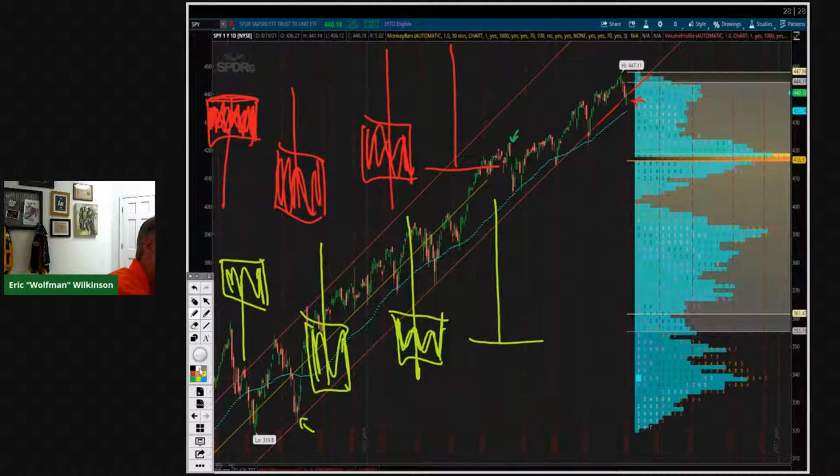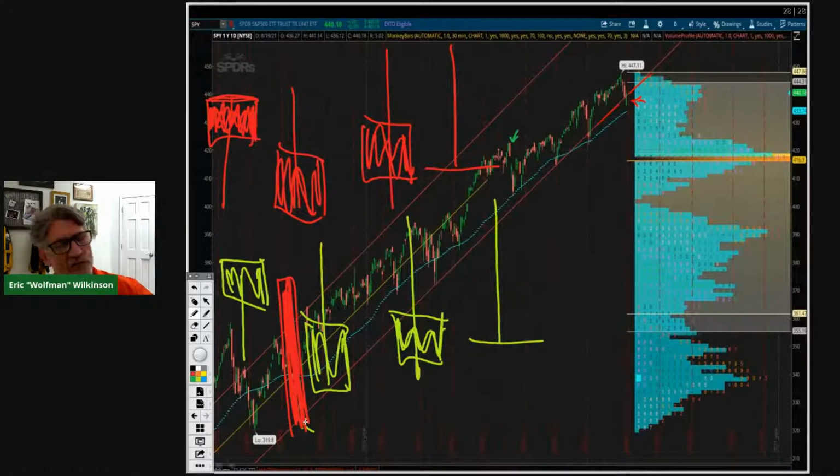And if it was at the top of a move, you obviously would want to wait for a confirmation. I'm a little bit more aggressive. I kind of look for those patterns and jump on them a little bit before they're confirmed.